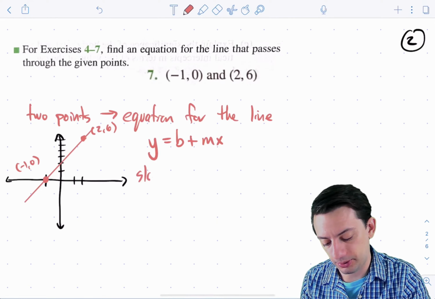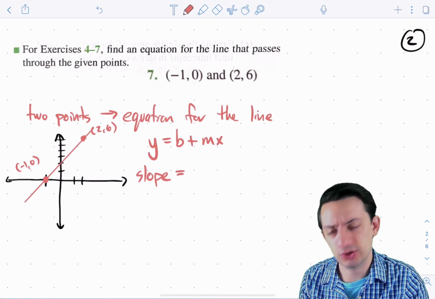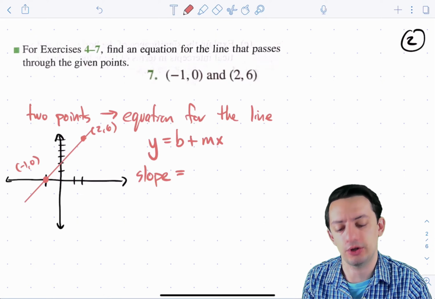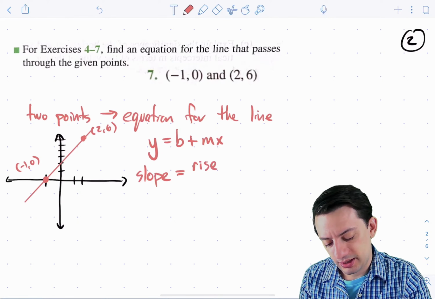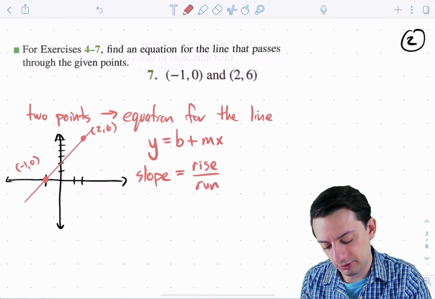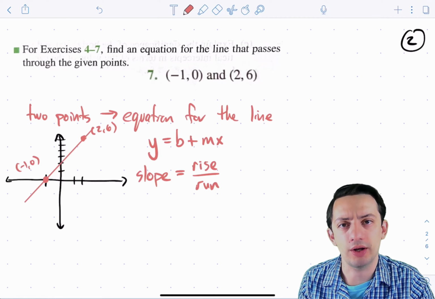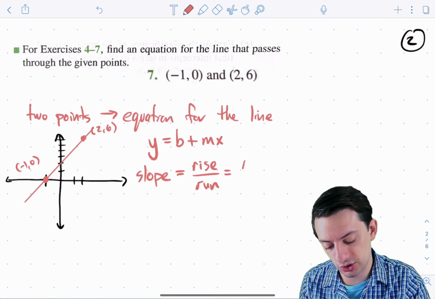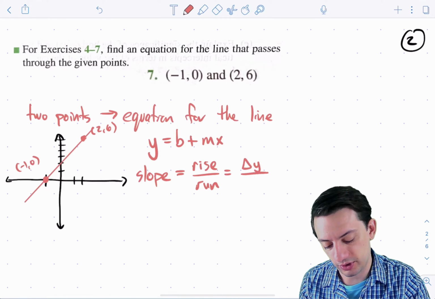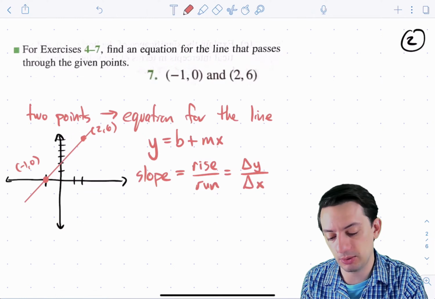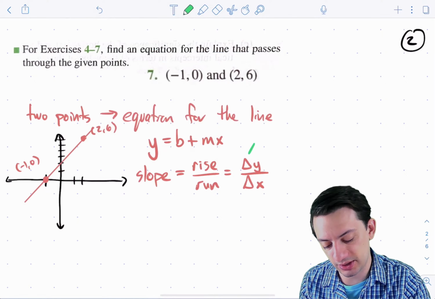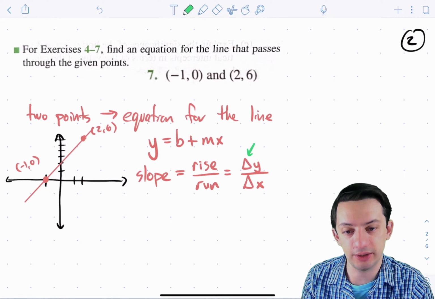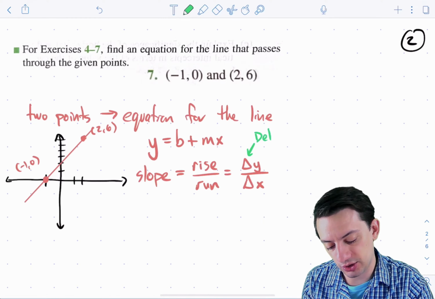Let's start with the slope. The slope is usually a better place to start. We said that the slope could be written as rise over run. Another way to think about that, or another way to phrase the same thing, is the change in y over the change in x. Now this is the first time you might see this symbol here. This is a Greek capital delta, and this means change in.